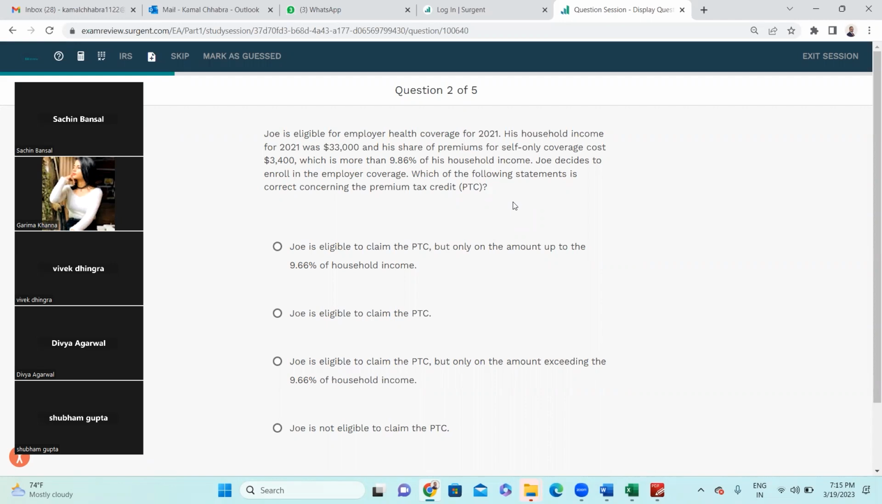Joy is eligible to claim premium tax credit, but only on the amount up to 9.66% of the household income. Joy is eligible to claim PTC. Joy is eligible to claim PTC, but only for the amount exceeding 9.66%. Or Joy is not eligible.